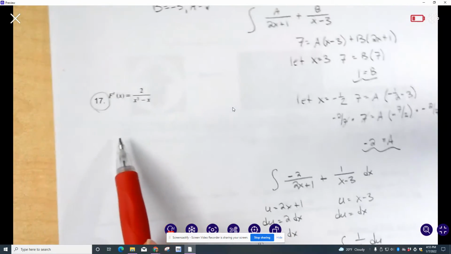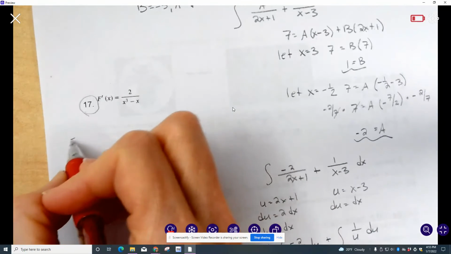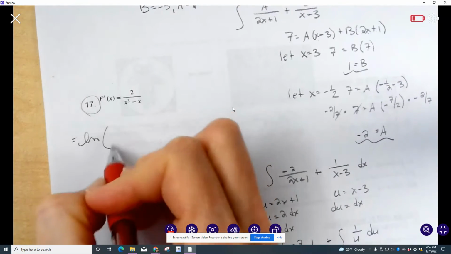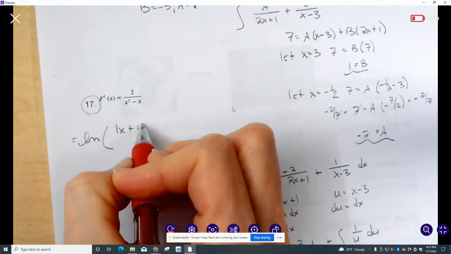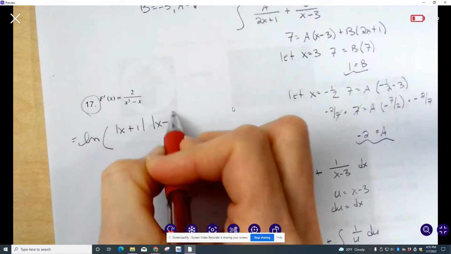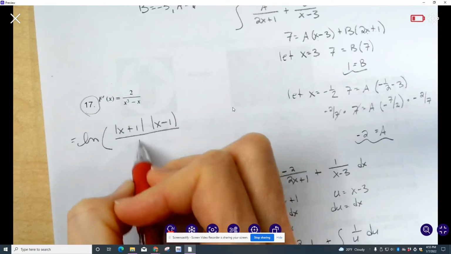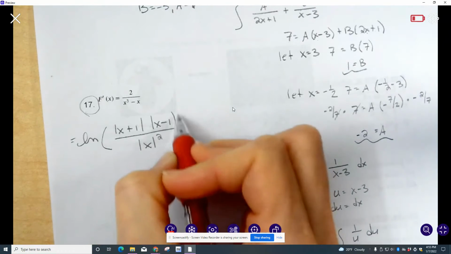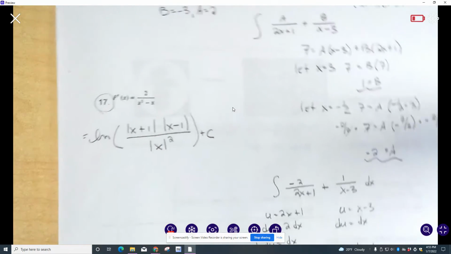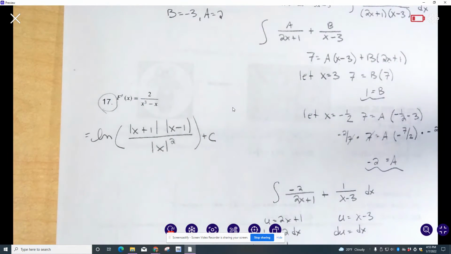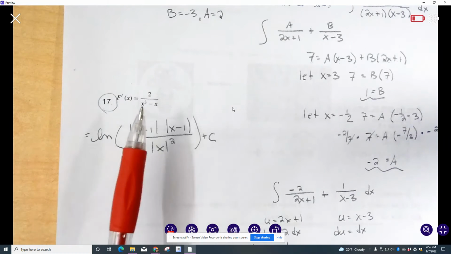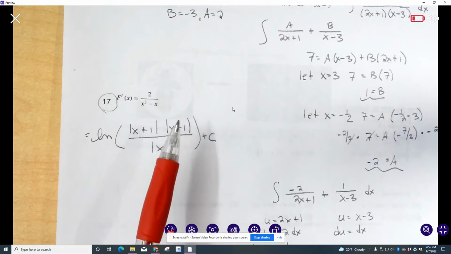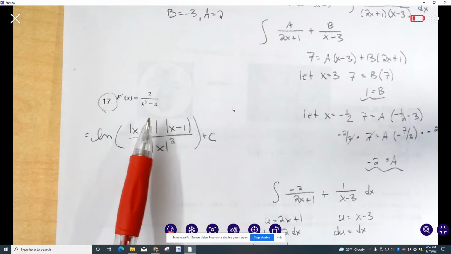This one right here, if you want to try it on your own, the final answer is natural log of x plus 1, x minus 1, absolute value over x squared, plus c. And it looks like a good one to try. It's got 3 parts. You end up breaking this into an A, B, and C. So I would say that is a pretty good one to try.